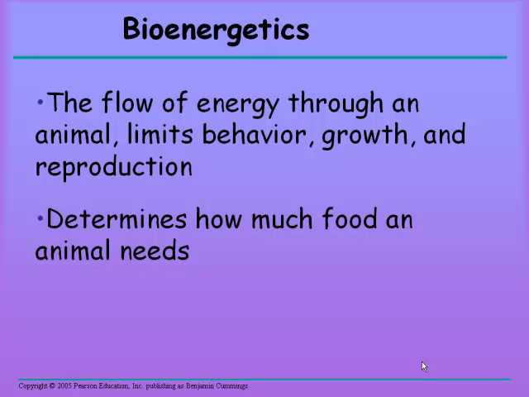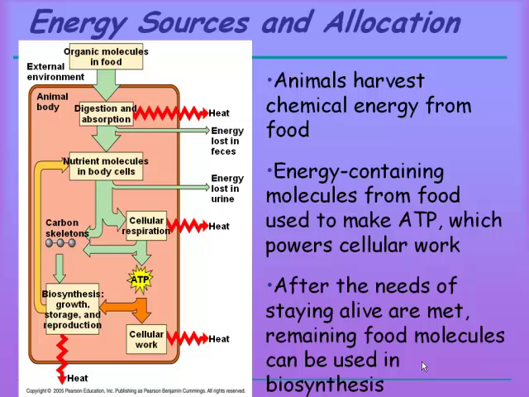Okay, bioenergetics. How an animal gets energy. So the flow of energy through the animal limits behavior, growth, and reproduction. So it determines how much food, how many kilocalories, an animal needs to do all of these things. And this is called bioenergetic processes. Always some energy is lost in heat.